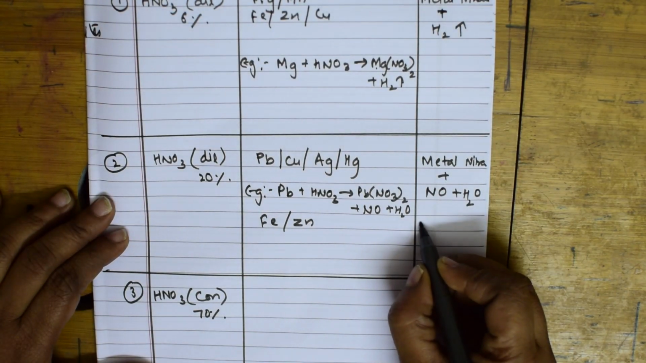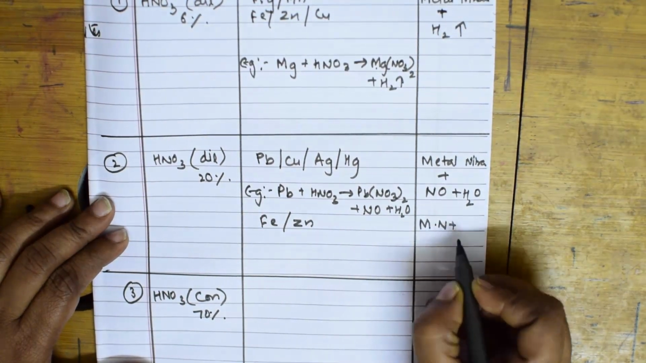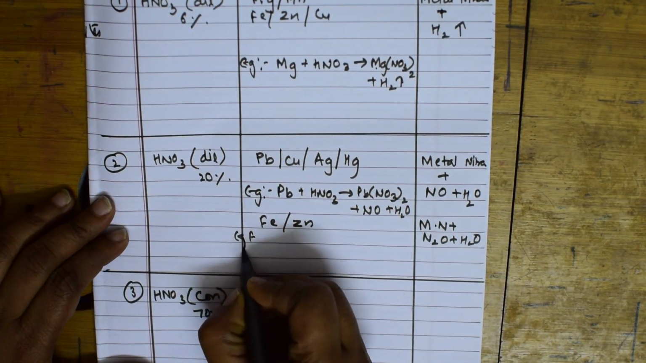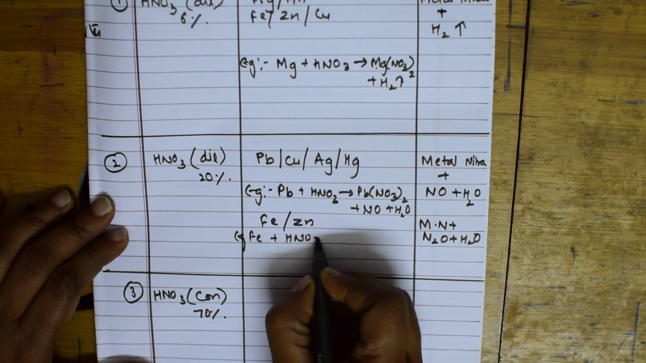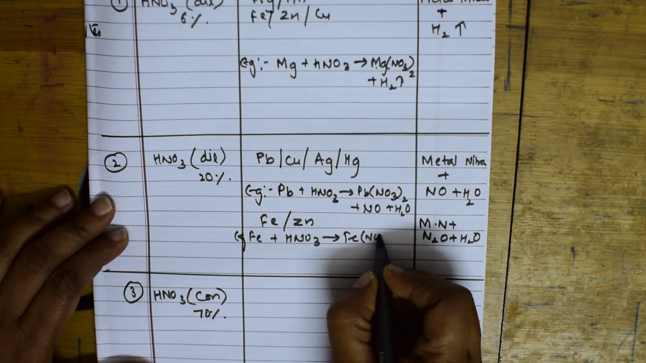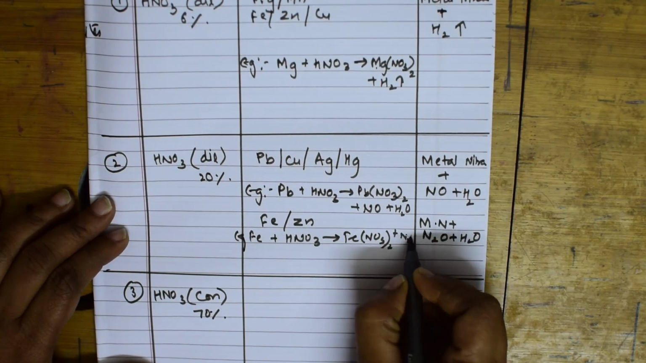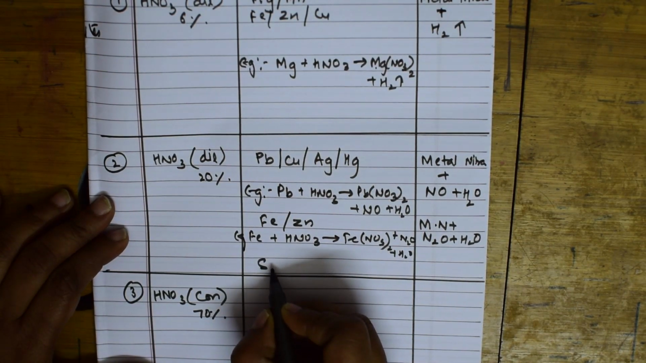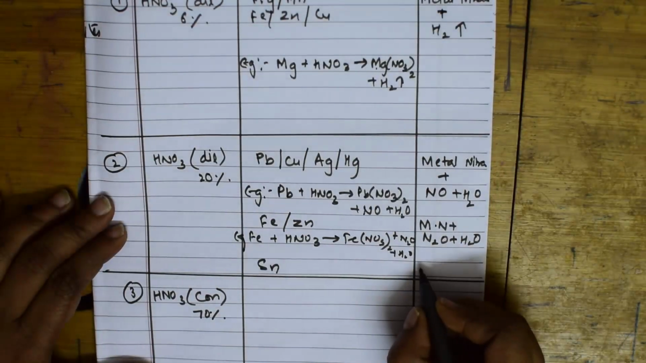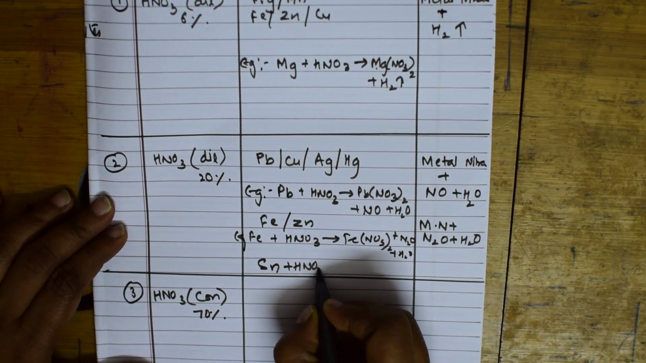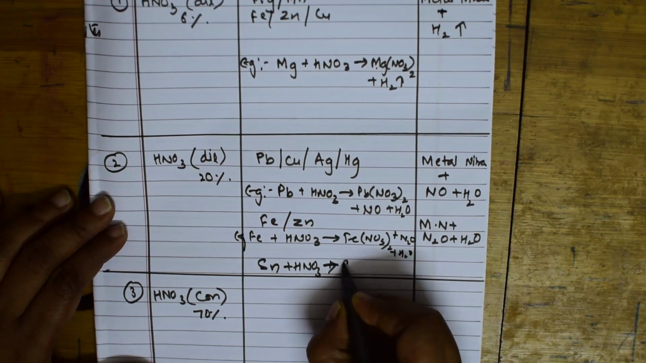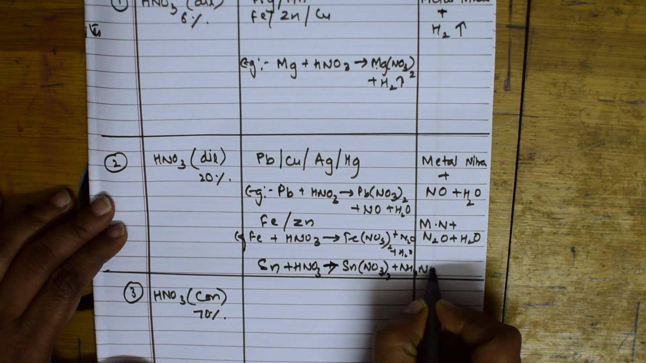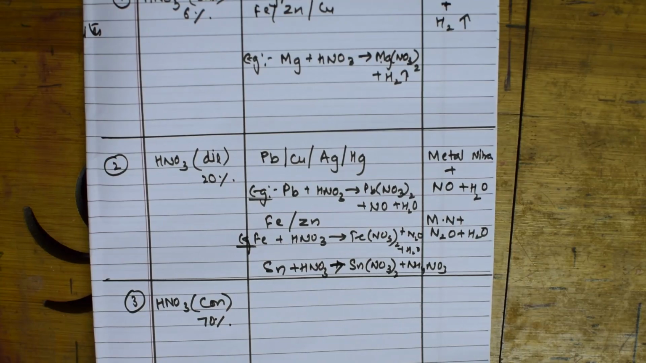What are the products? Basically it is metal nitrate, plus N2O, plus water. Let us write the reaction. Example, I am taking Fe plus HNO3 gives me Fe(NO3)2 plus N2O plus water. I'll write it elaborately also. Next, suppose I have a metal like tin, you will be getting a product like tin plus nitric acid gives Sn(NO3)2 plus ammonium nitrate. Okay, it is a little bit clumsy. I'll try to write the reaction later.